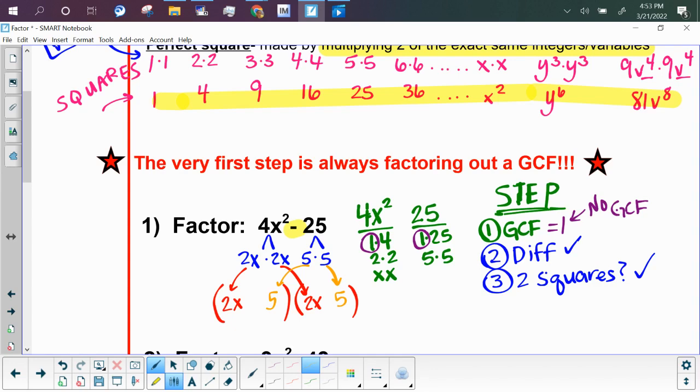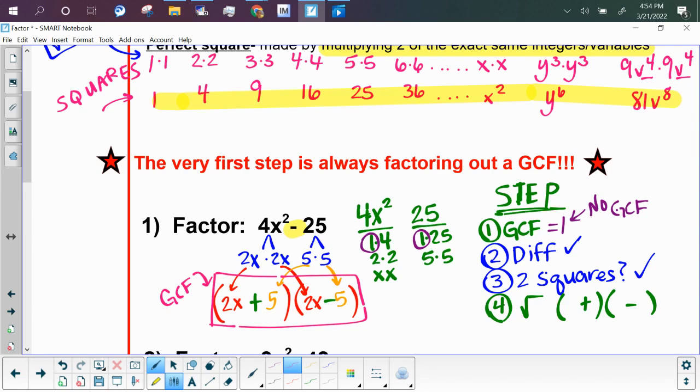Okay, and then it's always a plus and a minus. So our next step is to do the square root of the two perfect squares, and we put them inside the parentheses, one with a plus and one with a minus. And then we would always write the GCF out front. If we had a GCF other than 1, it would go right here. Okay, but that is our final answer.